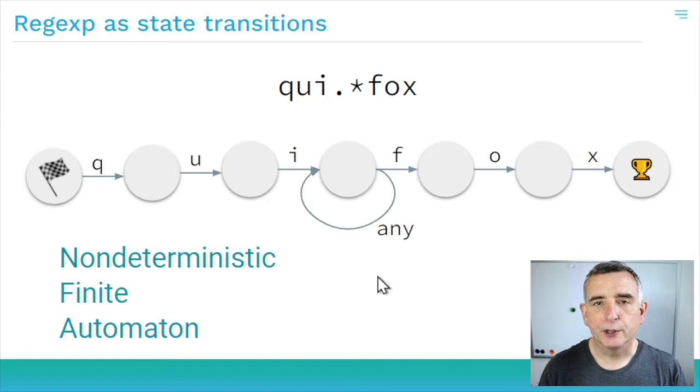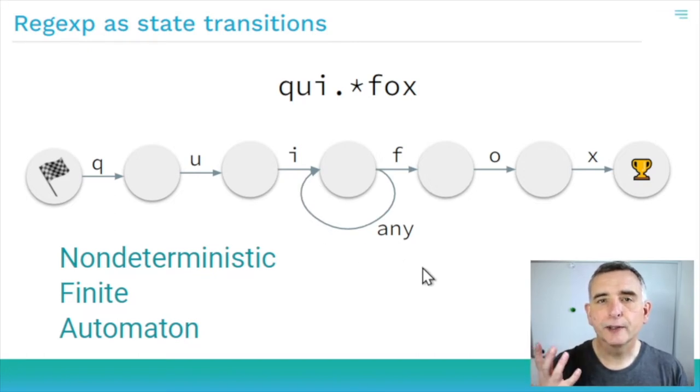And what that refers to is, in a situation like this, from the middle state, if we got an F, we could actually take either path. And if you think, instead of quick brown fox, if I give it the string quick brown ffffox, then the regular expression would match all those extra Fs by going around this loop.